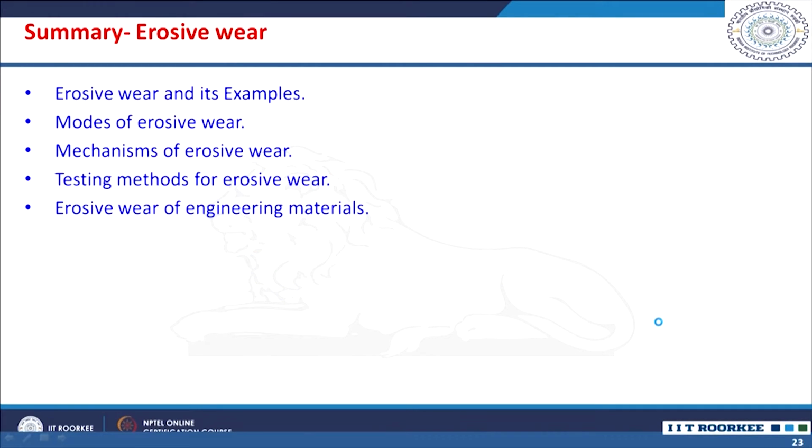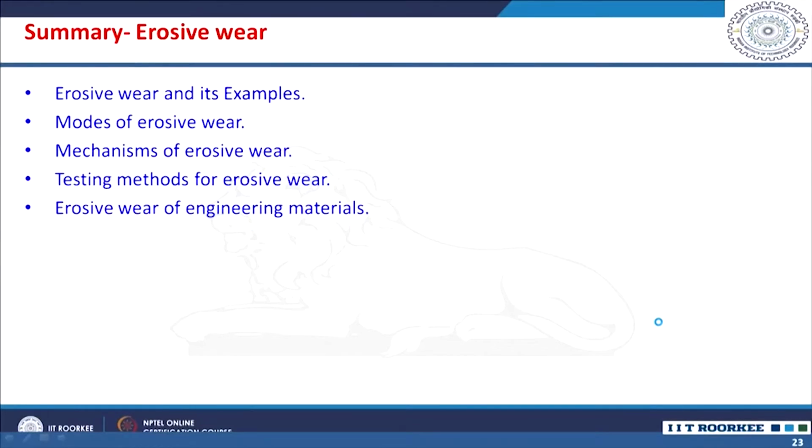So, finally, summarizing this erosive wear. We understood what erosive wear is. Particles or a fluid impinge on the material, so that the material is removed. That material removal is called erosive wear. You will have slurry erosion, cavitation erosion, or solid particle erosion.